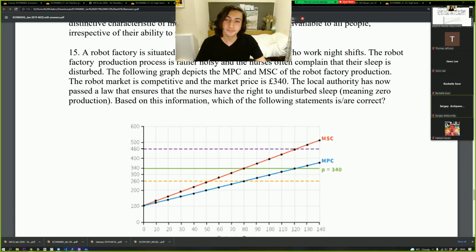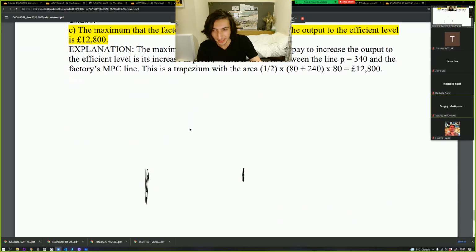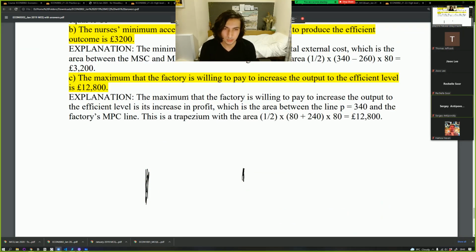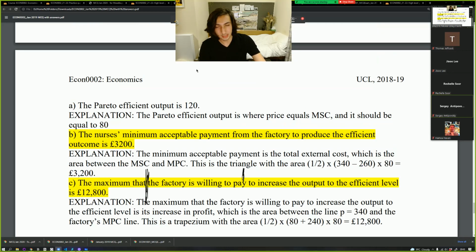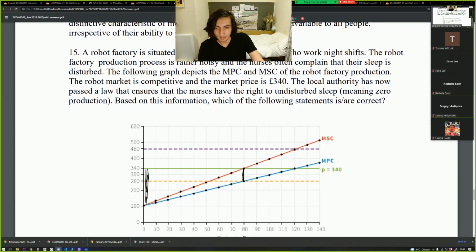So, let's talk about this rhombus down here just quickly. The important thing is to note what this is. So, hold on, I've just realized I forgot to scroll down. How lovely. The maximum that the factory is willing to pay to increase the output to the efficient level is 12,800. Okay. So this is essentially saying that the company has been forced to work at the lowest marginal social cost, and it wants to move up to the efficient level.